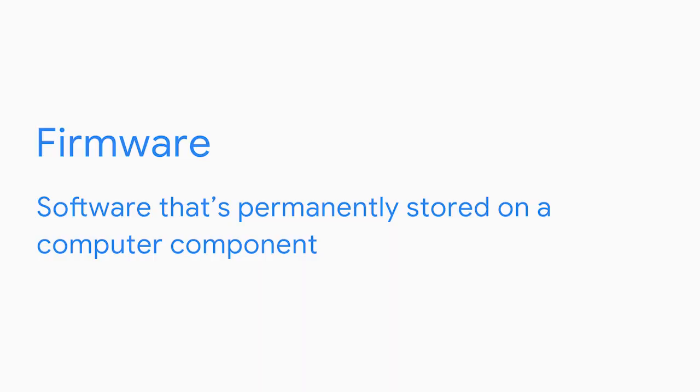Firmware is software that's permanently stored on a computer component. Can you think of a firmware that we've talked about already? If you thought of the BIOS, you're right. The BIOS helps start up the hardware on your computer and also helps load up your operating system. So it's important that it's in a permanent location.